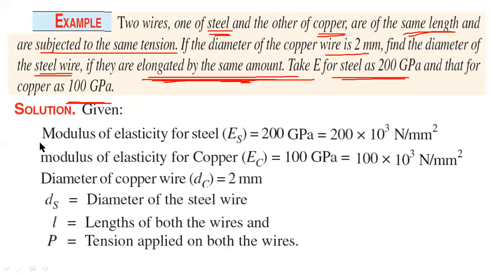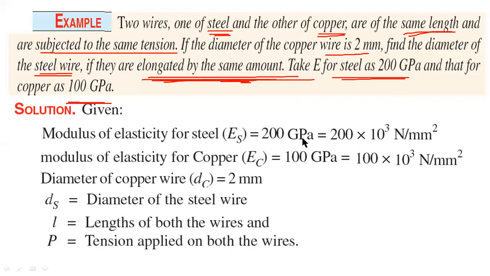So this is the given data. Here, Young's modulus or modulus of elasticity of the steel material. Capital E is the Young's modulus, and suffix S refers to steel. Suffix C refers to copper. So Young's modulus for steel material equals 200 GPa.